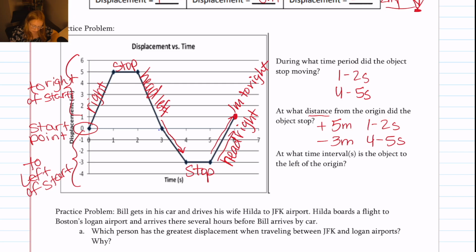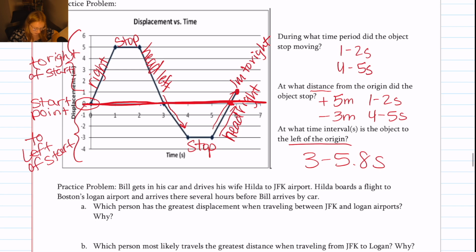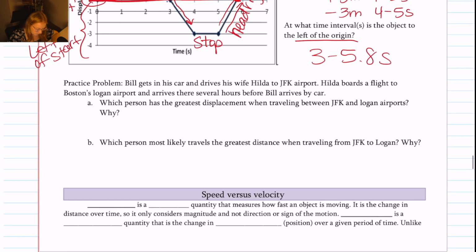At what time interval is the object to the left of the origin? So remember, the x-axis is kind of the origin or the starting point. So it looks like from time 3 to about 5.8, we were to the left of that starting position. 5.8 is a guesstimate, so if you said something different, that's fine.